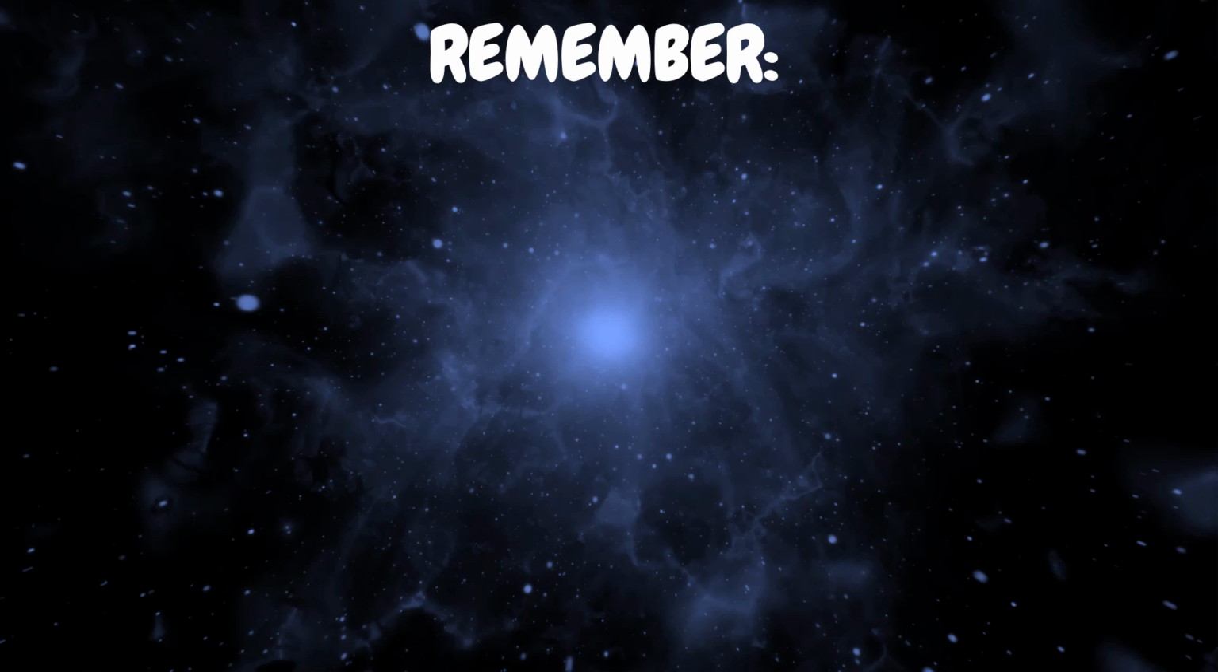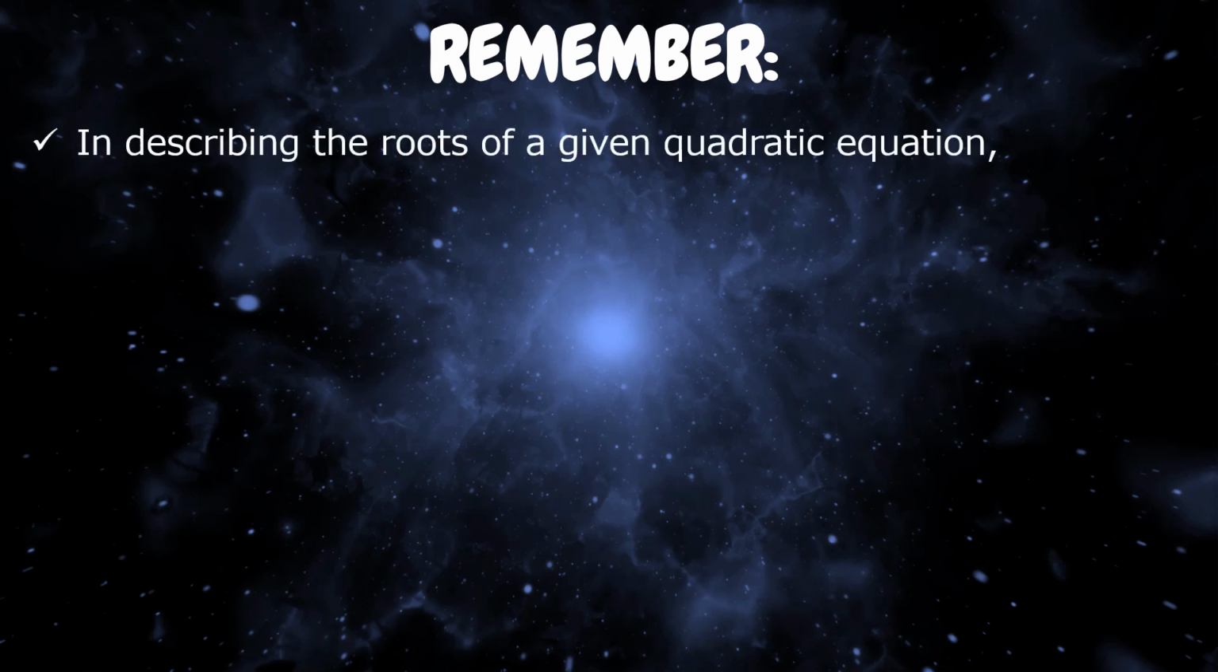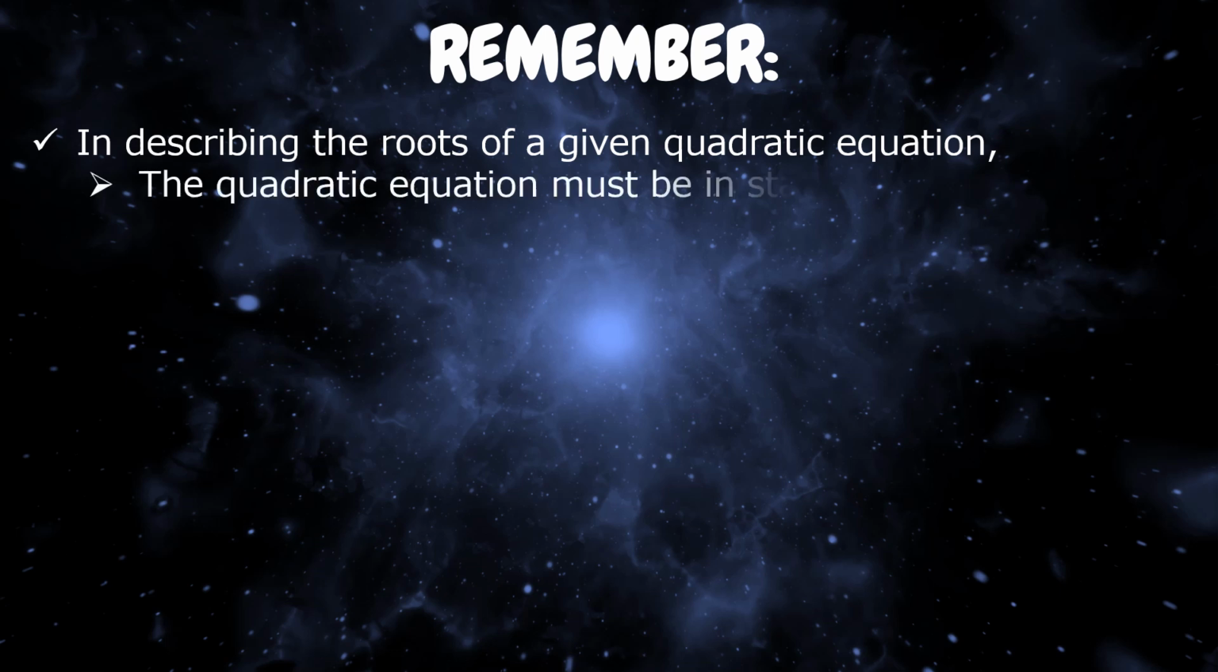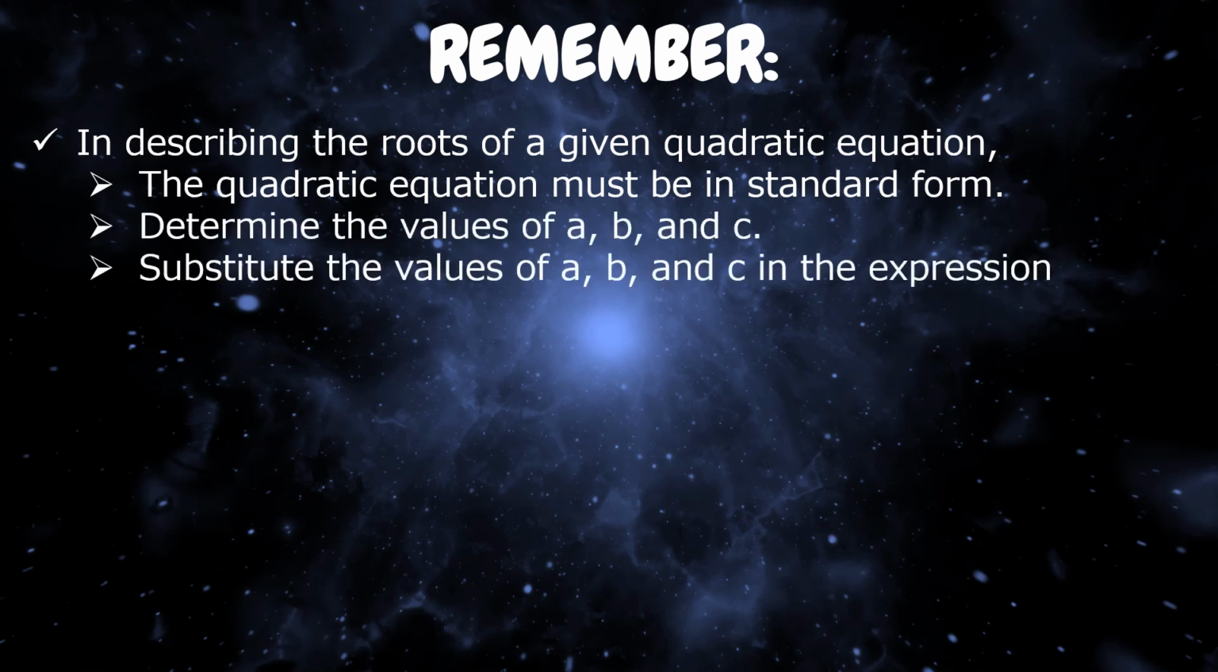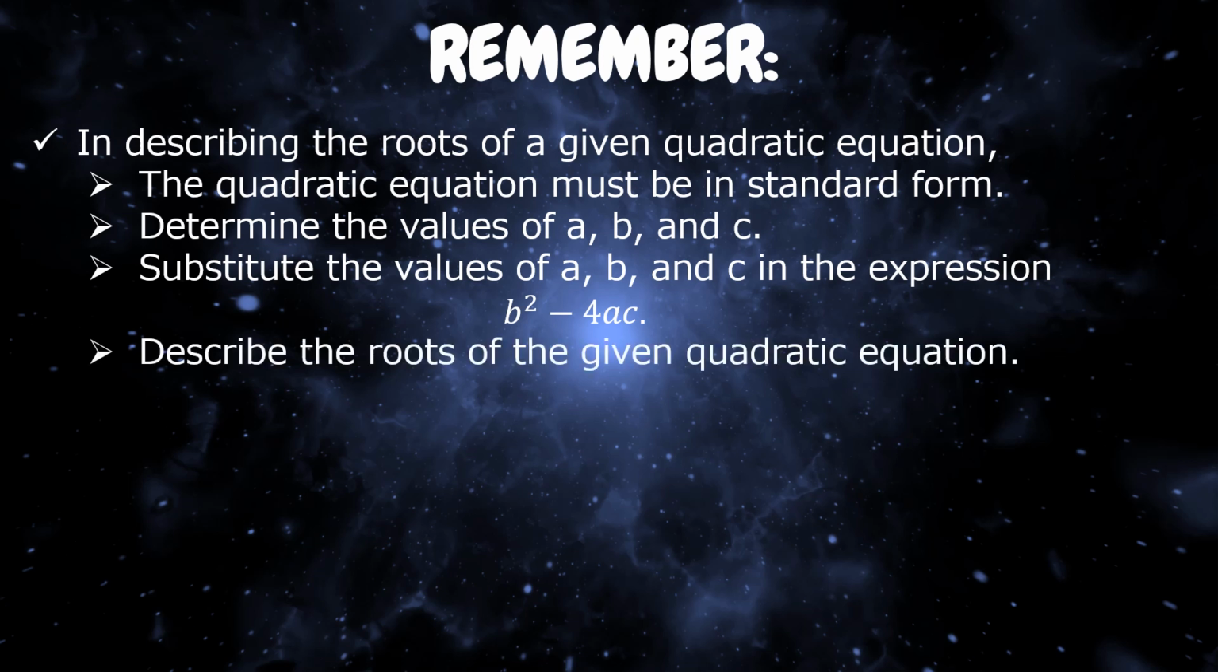Okay, let us now summarize what we have learned. In describing the roots of a given quadratic equation, first, the quadratic equation must be in standard form. Again, when we said standard form, that is ax squared plus bx plus c is equal to 0. Next, determine the values of a, b, and c. Third, substitute the values of a, b, and c in the expression b squared minus 4ac, which is the discriminant. Fourth, describe the roots of the given quadratic equation.